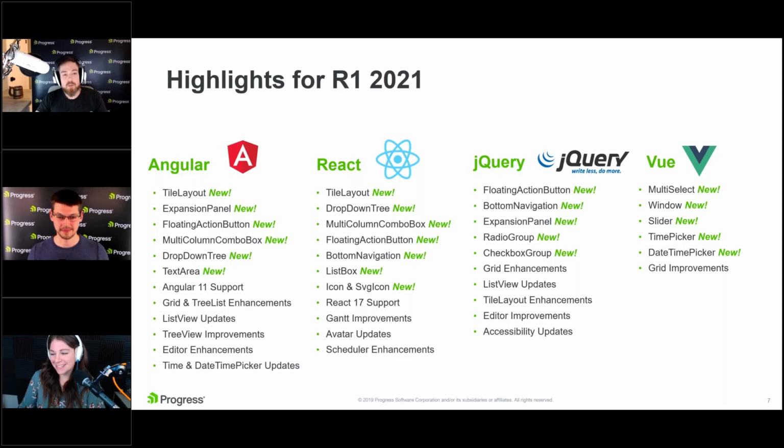We see a ton of new components across Angular, React, jQuery, and Vue. We see a lot of updates as well, including, for example, support for latest and greatest frameworks with support for React 17 and Angular 11. And of course, for those of you interested in Vue, the last release had Vue 3.0, but I just wanted to throw that in there in case anybody's looking for that.